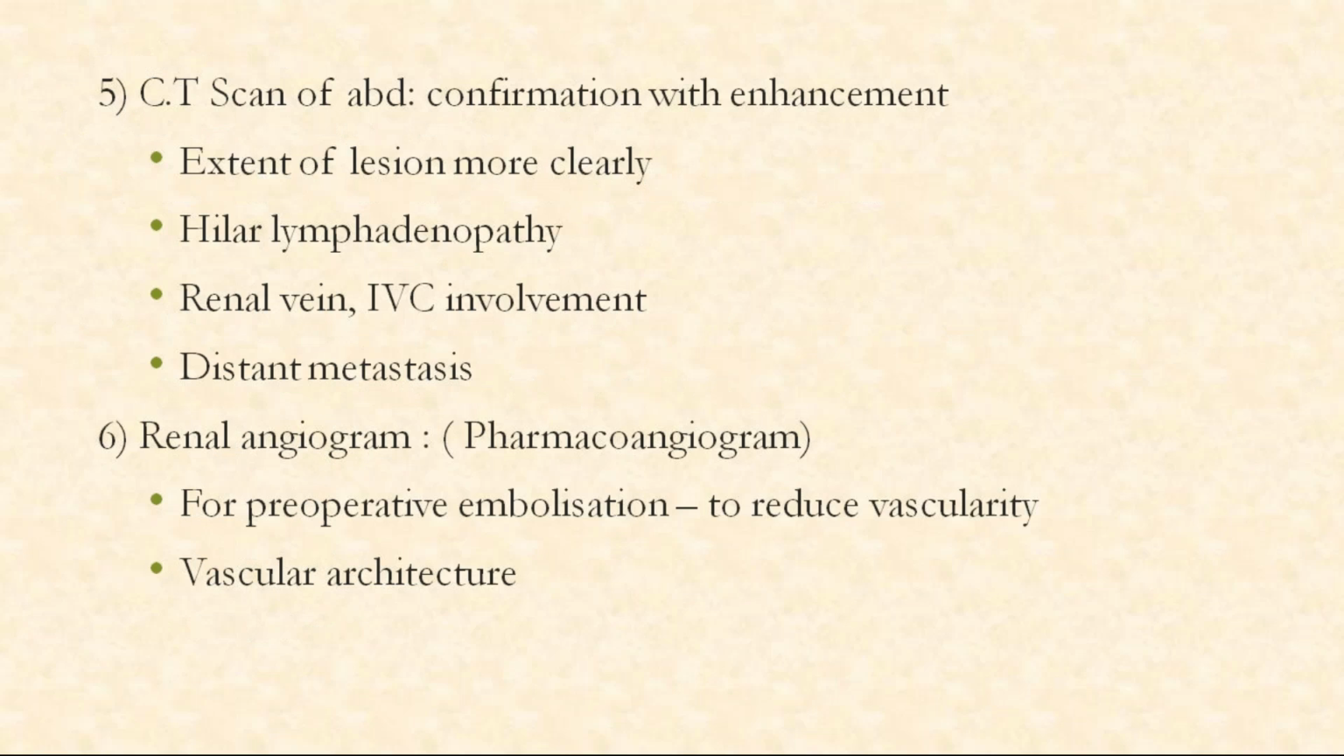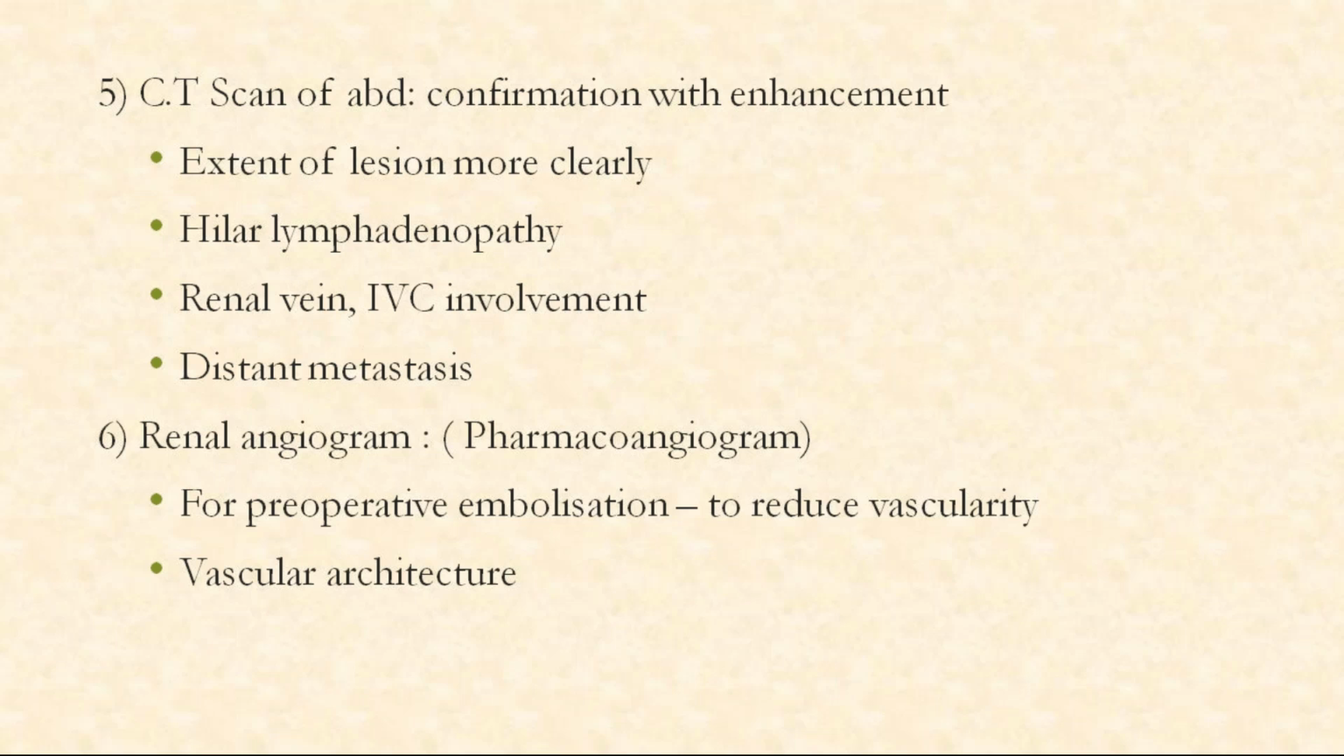Next, CT scan. CT scan is also very important. In what way does it help? To delineate the lesion more clearly. At what level the disease has extended, you can easily find out by doing a CT scan. Next, hilar lymphadenopathy, which sometimes may not be revealed by ultrasound, can be revealed by the CT scan. The involvement of major vessels like the renal vein and inferior vena cava, you can easily find out by doing a CT scan. And distant metastasis, either to the lung or bone or liver, you can diagnose by the CT scan.